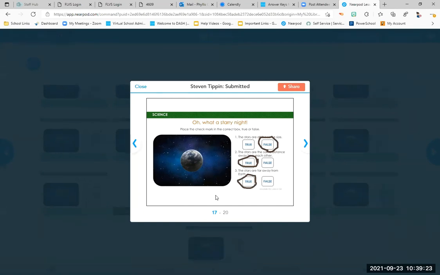Okay. The stars are all the same size. False. You're right, Stephen. Let's look at number 2. Are the stars perfectly evenly lined up the same distance away from each other? Are they? You said they were. Are they though?